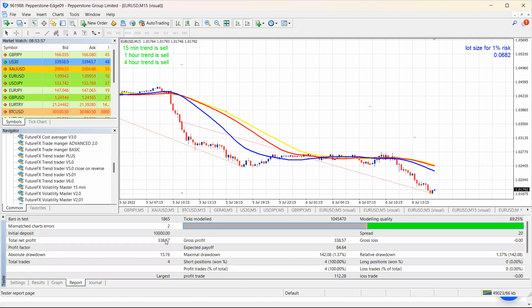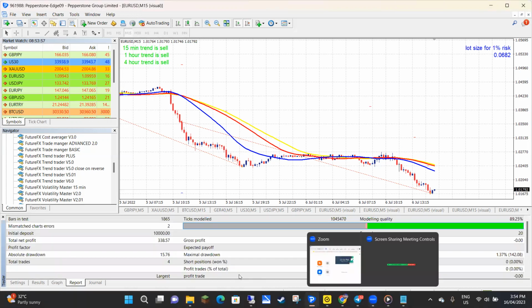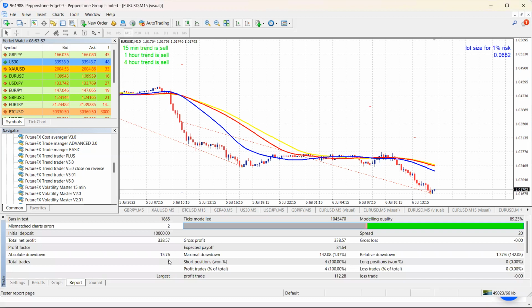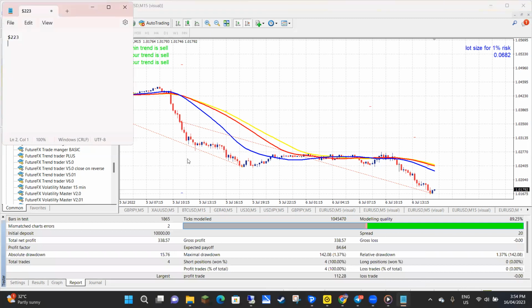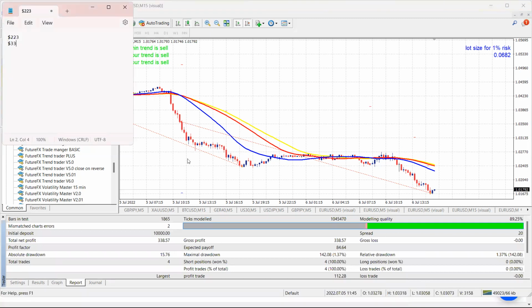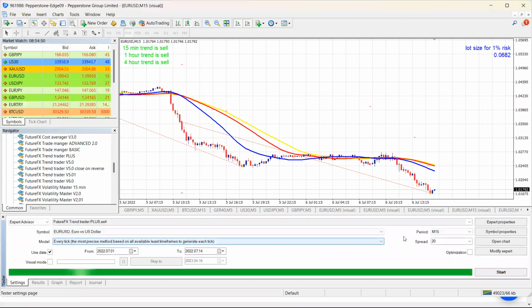Check out the report, $338. And it took out twice as many trades. So it took out 4 trades, made $338. Okay, so from how the old version would operate compared to the new version, with everything else being the same, over 50% improvement in performance. I think we can do better though.